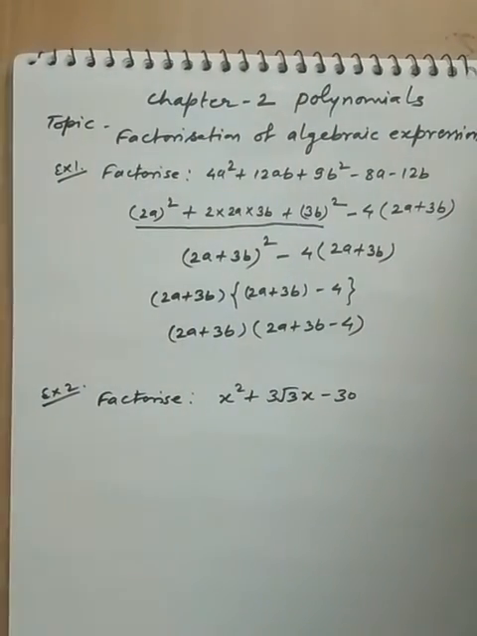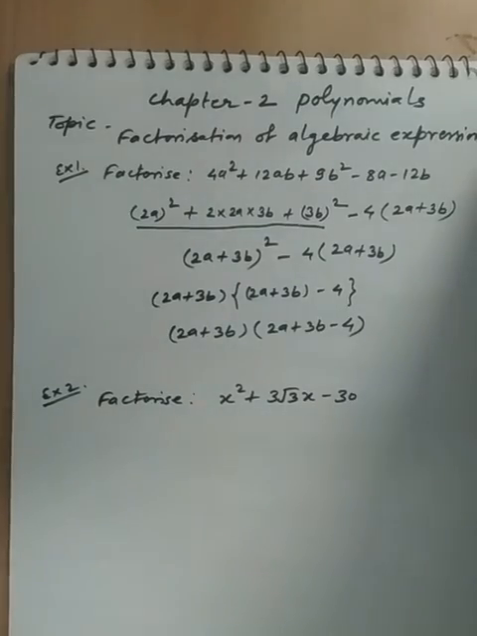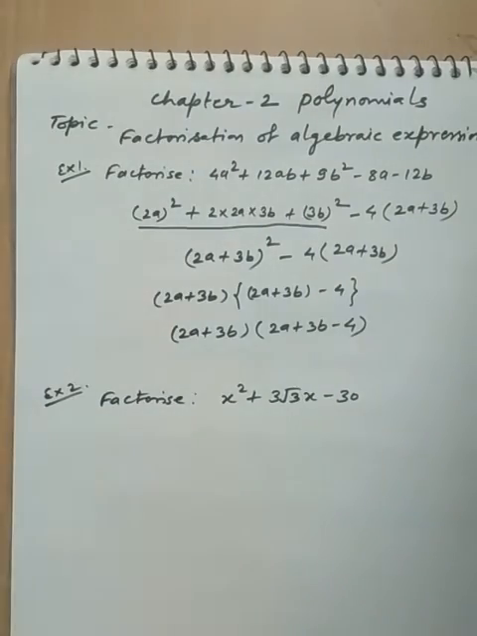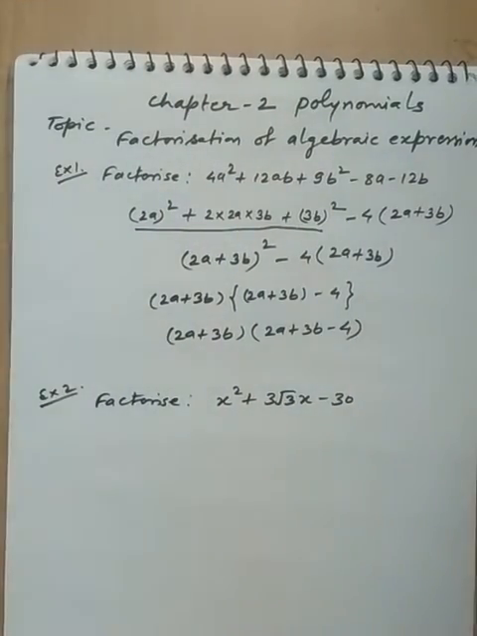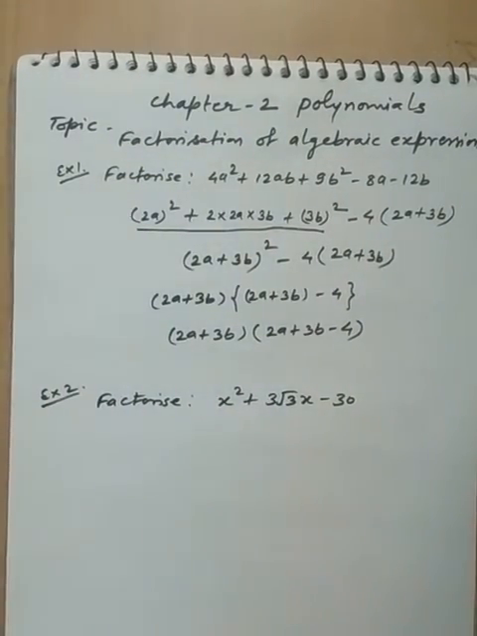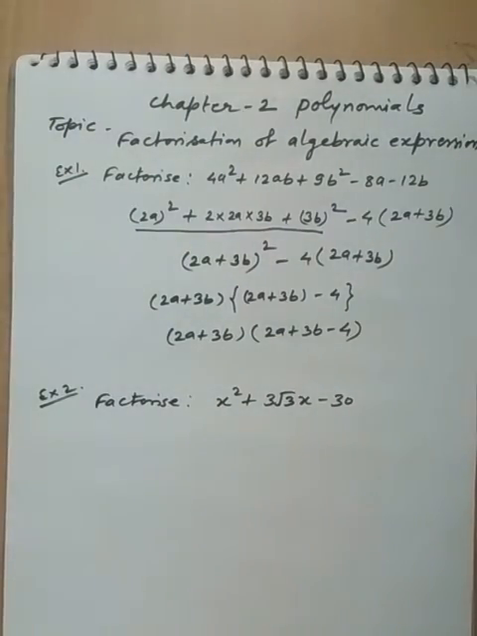Dear students, for class 9th, our today's topic is Chapter 2, Polynomials. In this topic, today we are taking factorization of algebraic expressions. In factorization, we use algebraic identities. First of all, our first question is: factorize 4a² + 12ab + 9b² − 8a − 12b.